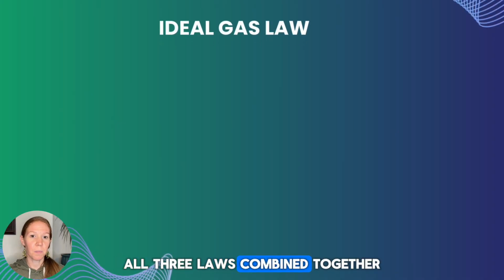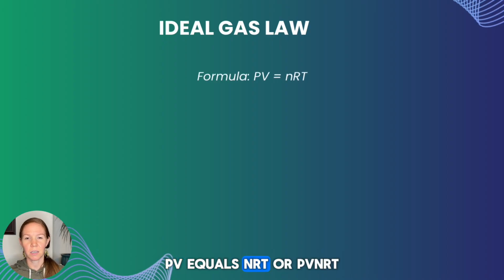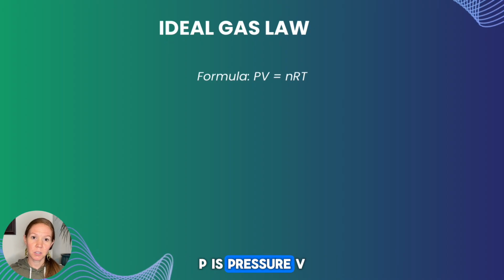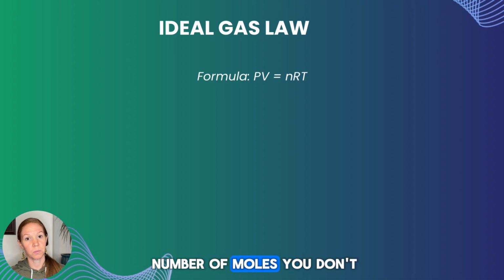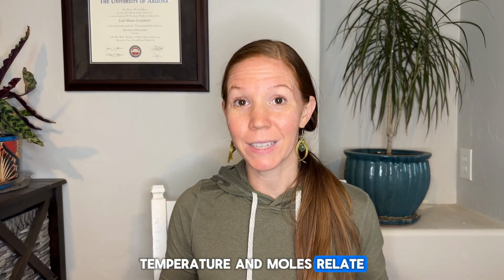All three laws combine together to give the ideal gas law, PV equals nRT. P is pressure, V is volume, R is the ideal gas constant, T is temperature in Kelvin, and n is your number of moles. You don't always need to memorize every unit. What matters most is how pressure, volume, temperature, and moles relate to each other.